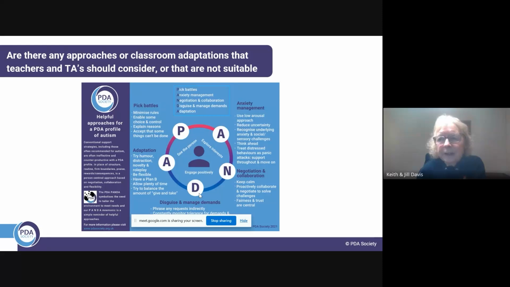And the D for disguise and manage demands. Talked about this last time, but I think it is quite a challenge. We have to practice this for us to adopt and modify our teaching style to one that's less directive. I talked last time about declarative language. So do make sure you take a look at that again, because this does lower pressure.